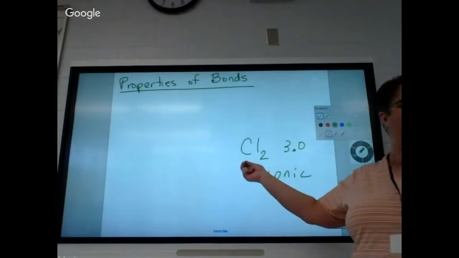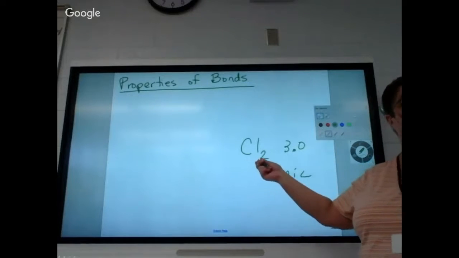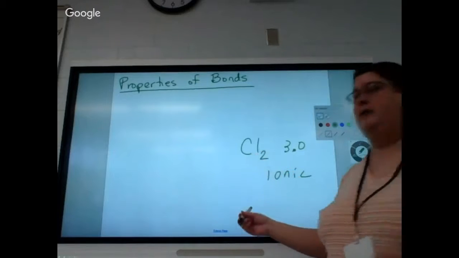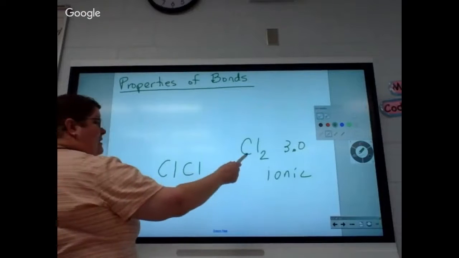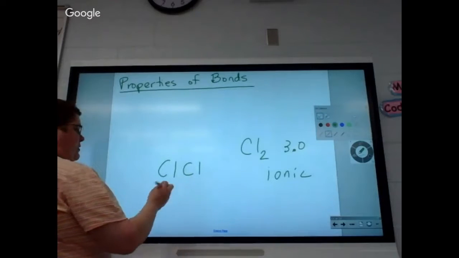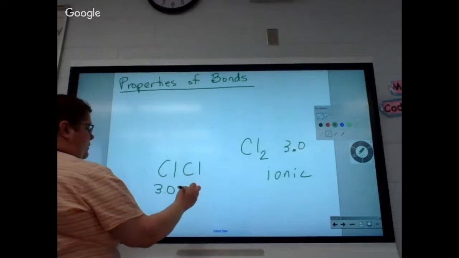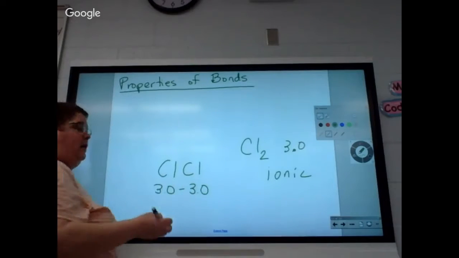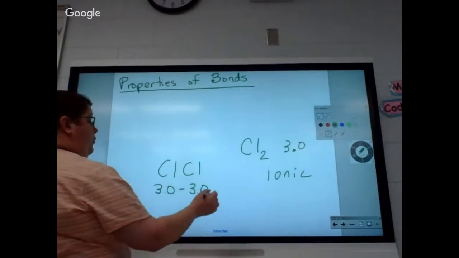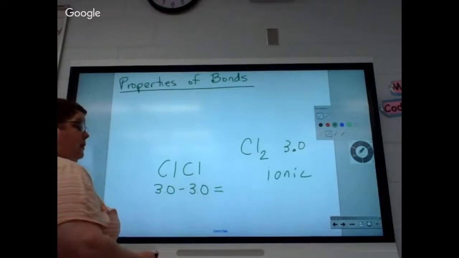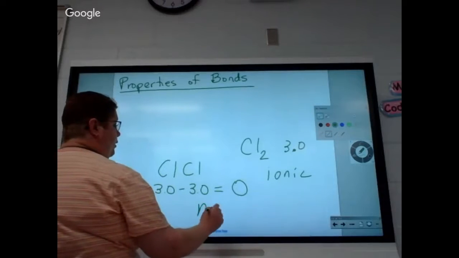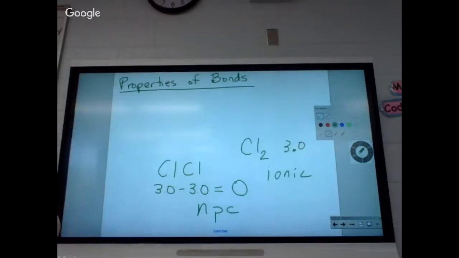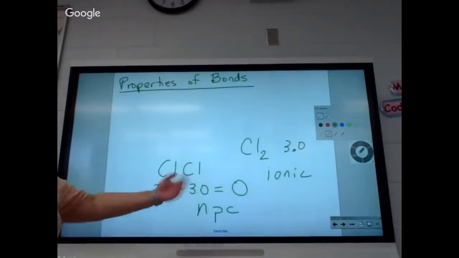What do you do with Cl2? You got to look up and remember, we don't write this as Cl Cl. Because it's diatomic, it's like writing it like this. We can look at it and see. So 3.0 minus 3.0, and we get what? 0. So this would have been what kind of bond? Nonpolar covalent. Okay? I even told y'all you can abbreviate NPC. But I got a whole bunch of other answers.